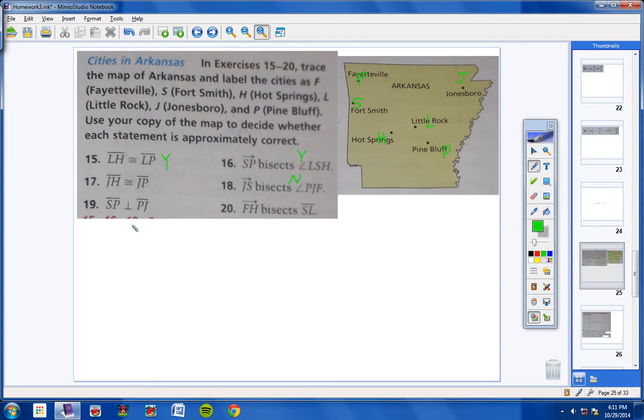Alright. Is SP, here's SP, perpendicular to PJ? Here's PJ. Looks like it to me. We're just going with the naked eye, just giving it an estimation. I would say yes, though.